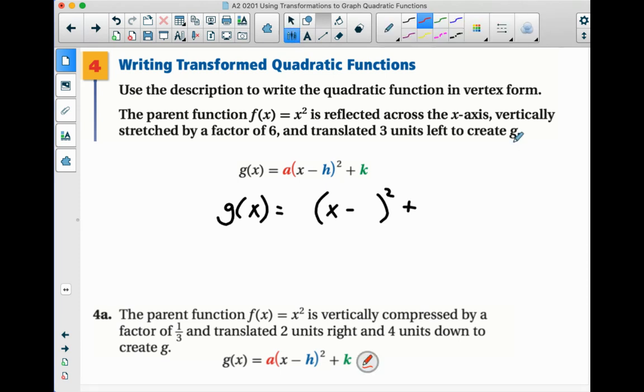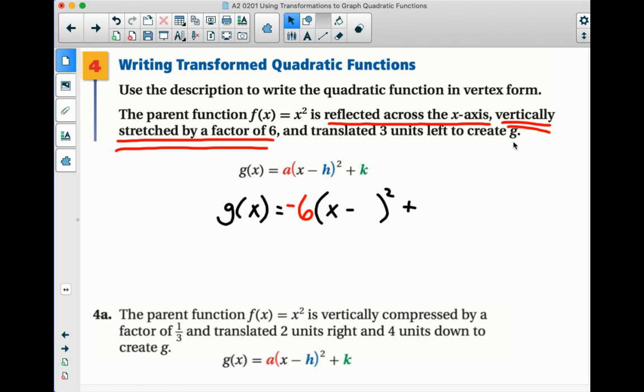Okay, reflected across the x-axis. That means A is negative. Vertically stretched by a factor of 6. That also goes with A. So that would be a negative 6 there.